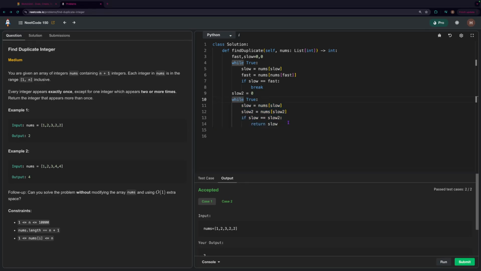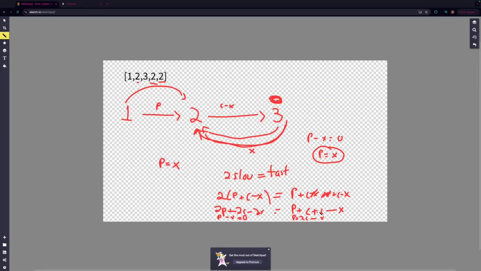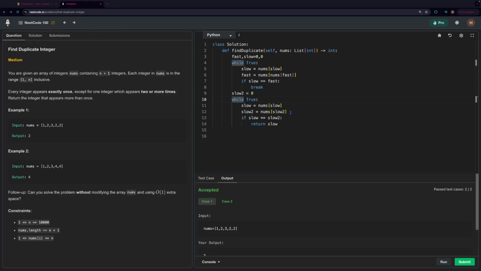So yeah, I know that's super confusing. I honestly don't even fully understand it myself either. But once you kind of do the math over here, it makes a little more sense.